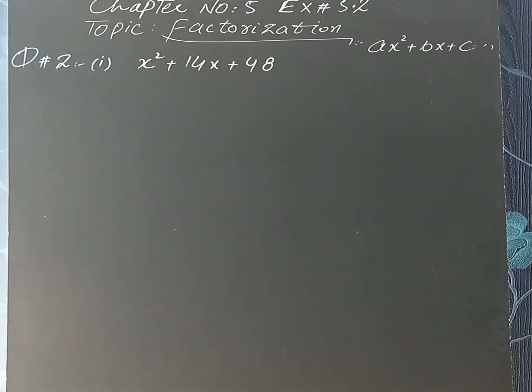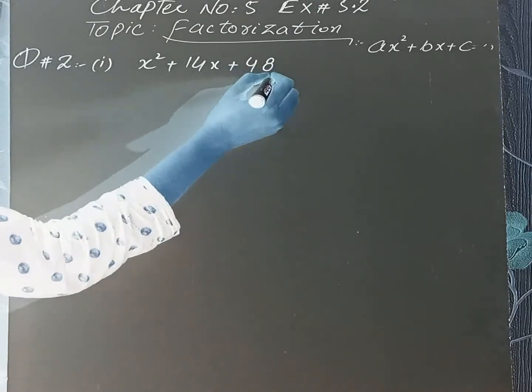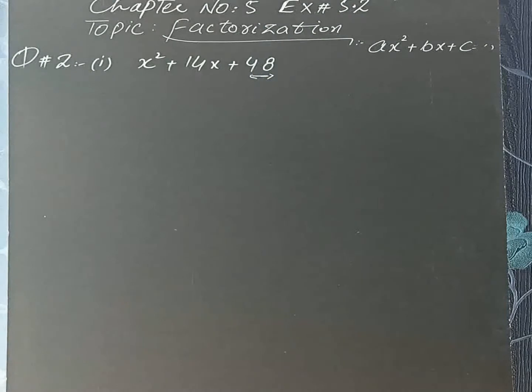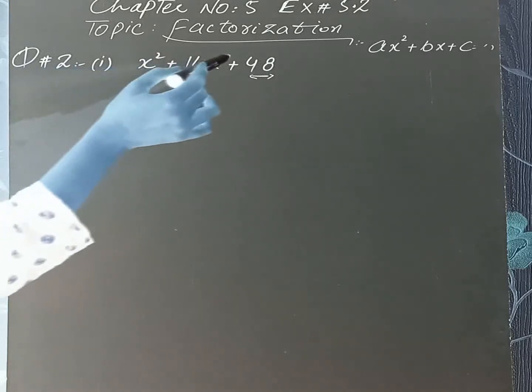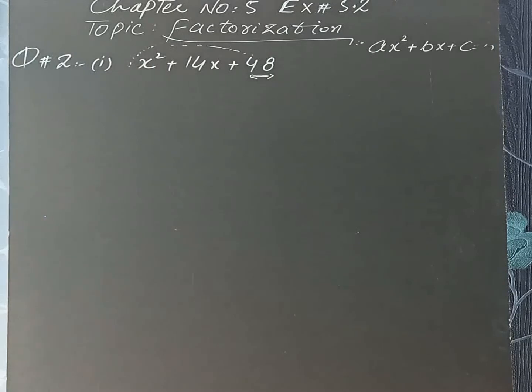So if we cannot make the two perfect squares, we will leave that factorization and go for this type, in which the last term is always a constant term which has no variable. First of all, you have to multiply this last term with the coefficient of x squared. The coefficient of x squared is 1, so it will be 48. Okay, now we are going to make the factors of 48.